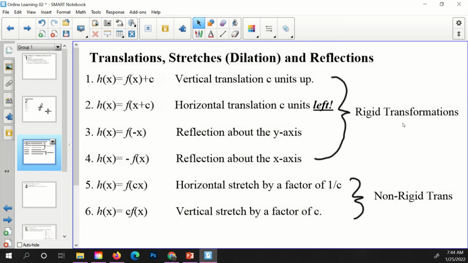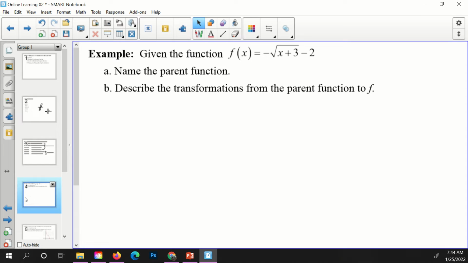These are all the rigid transformations, meaning that they don't change the shape. And then if you multiply x by a scalar before you do the function, that is going to be a horizontal stretch by a factor of 1 over c, so it's going to shrink it horizontally. It'll get a little smaller. And then when you multiply by a constant, that'll be a vertical stretch by a factor of c. These are non-rigid transformations because they do change the shape. All right, let's take a look at an example.